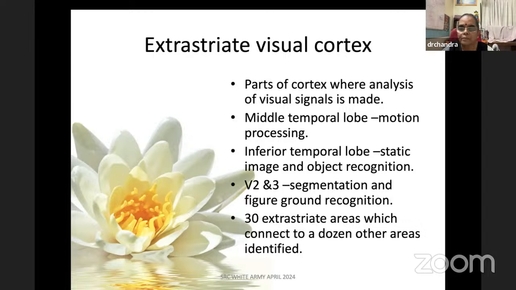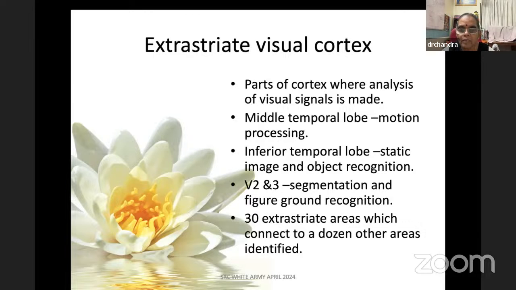But this has to be analyzed into what? So the middle temporal lobe is concerned with motion processing, and the inferior temporal lobe processes static images and object recognition. And V2 and V3 neurons handle segmentation and figure-ground recognition. What is figure-ground recognition? It means there is a background and there is an image. So the background and the image are differentiated through the V2, V3 areas.